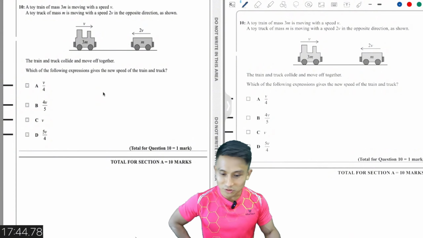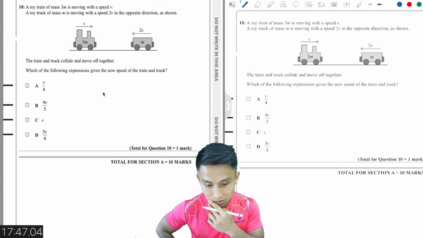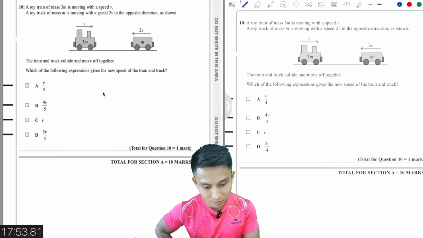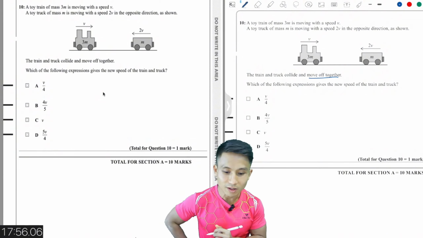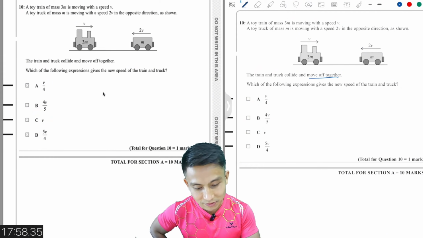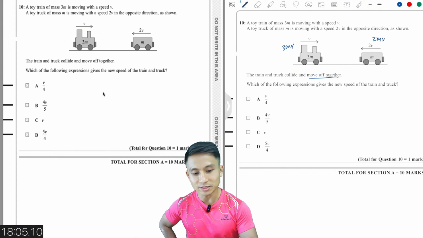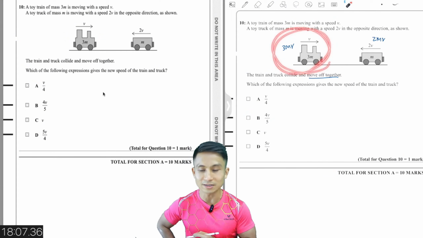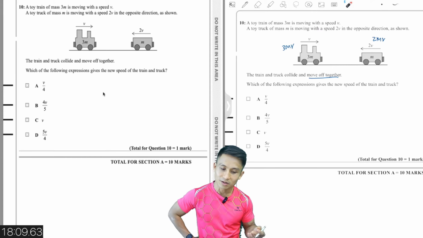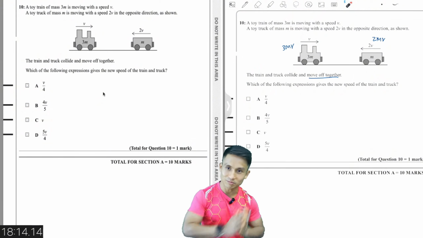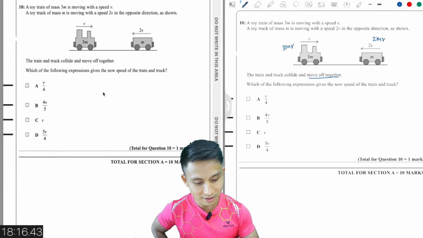Question 10. A toy train of mass 3m is moving with speed v. A toy truck of mass m is moving at 2v in the opposite direction. They collide and move off together. If we calculate the initial momentum of each one, this is 3mv, this is 2mv in their respective directions. The toy train has a greater momentum, so the whole thing should go to the right. The only thing that makes sense is that they together go to the right.